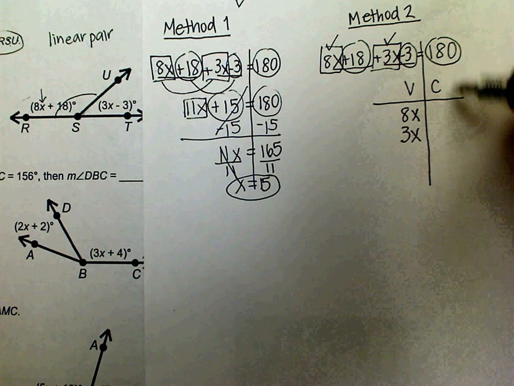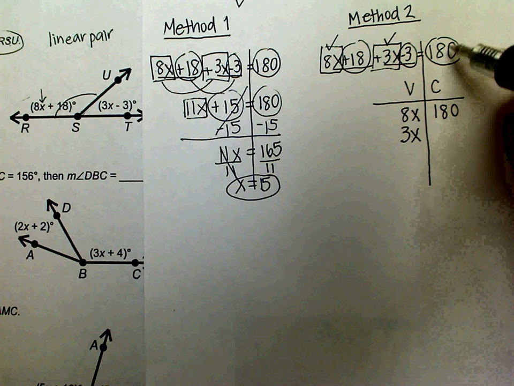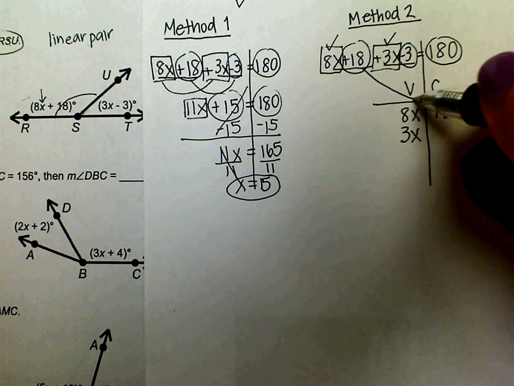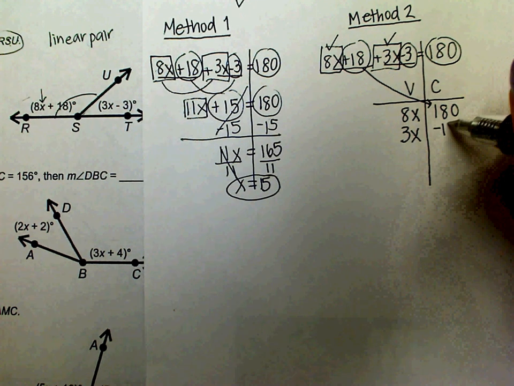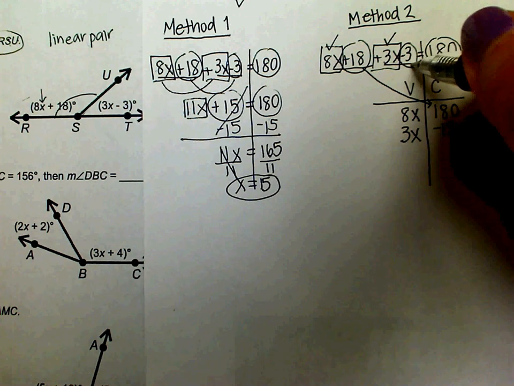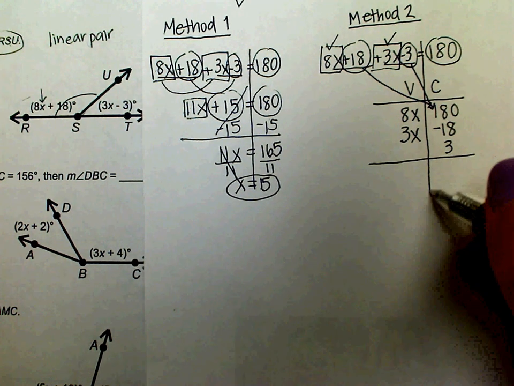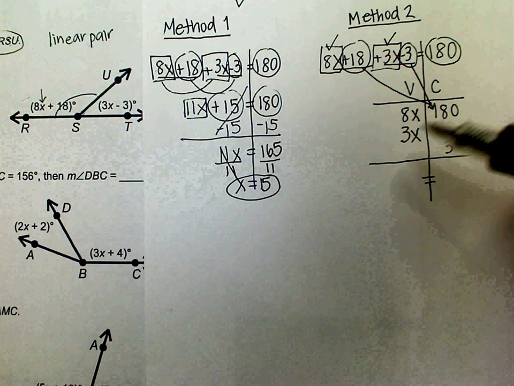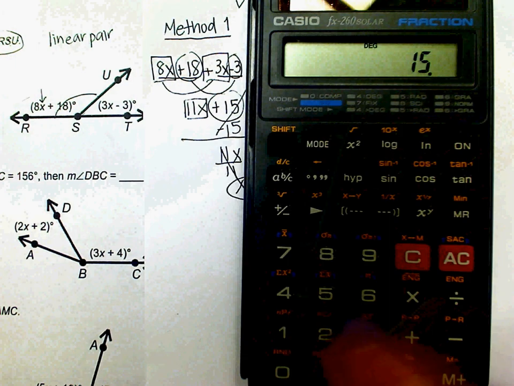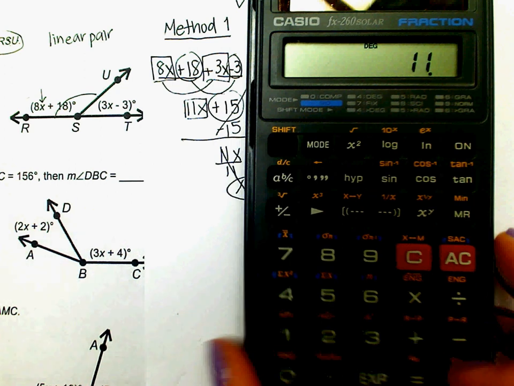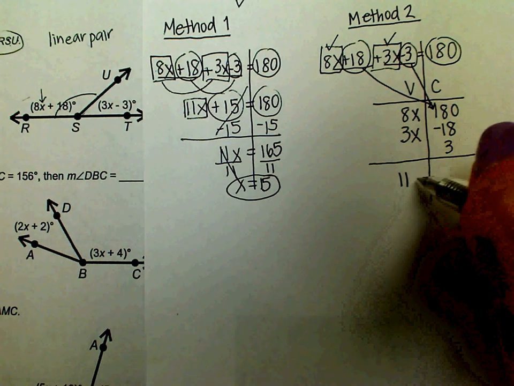You have a 180 here that's already on this side. 18 is going to cross over, so you have to change it to negative 18. Negative 3 is crossing over, so positive 3. Now for this part, all you do is add them all up. So 8x plus 3x, that's just 8 plus 3. It's 11. So 11x, and don't forget it's an x.